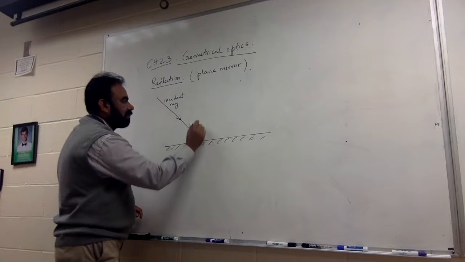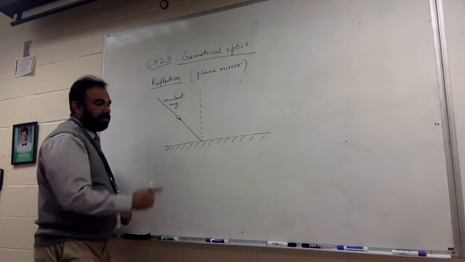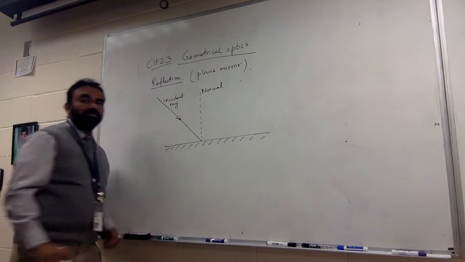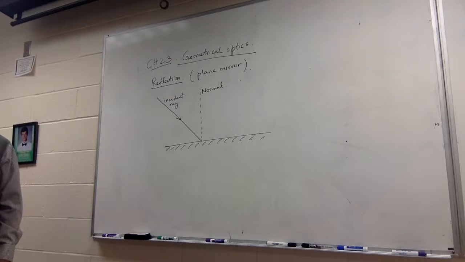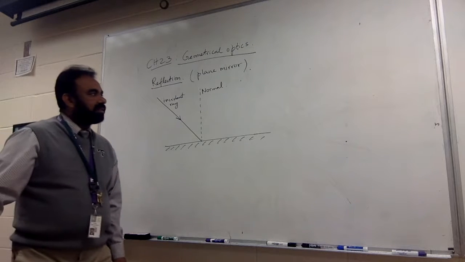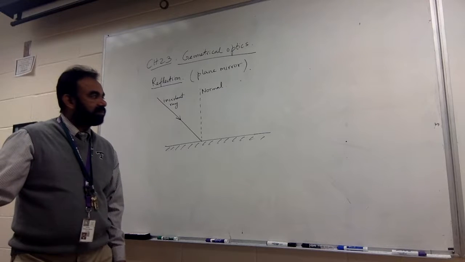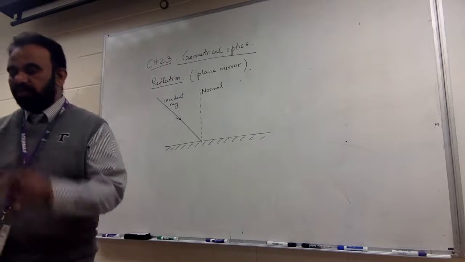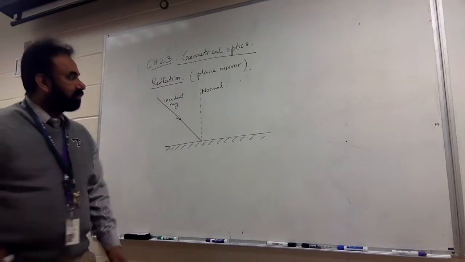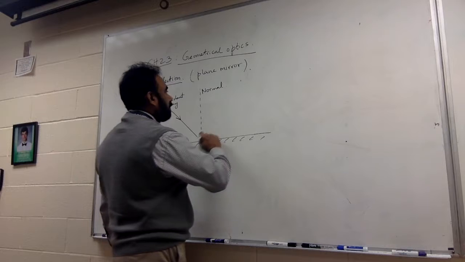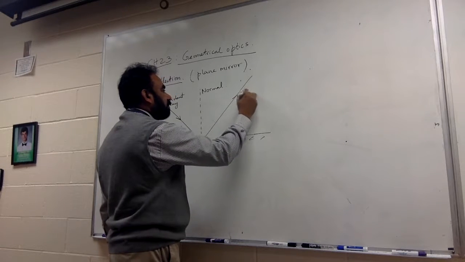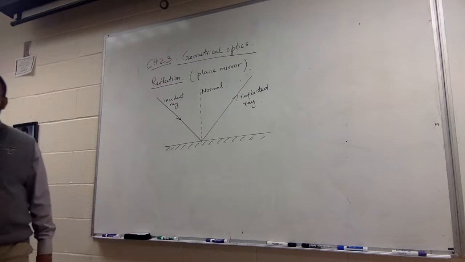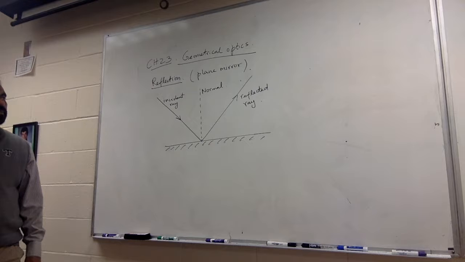Now this line is a perpendicular line to the surface and it's called the normal. These are all terms that we'll use very frequently in this chapter. That is a normal. And what's a normal? It's a line that is perpendicular to the surface. So for this table, the normal is like this. And the reflected ray is that. That's a reflected ray.